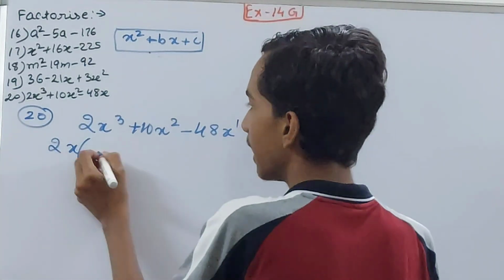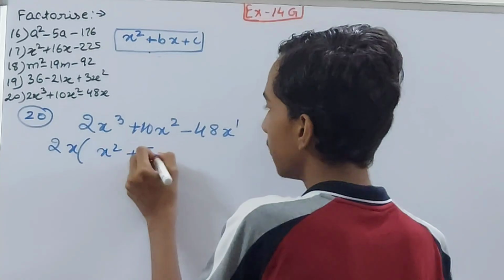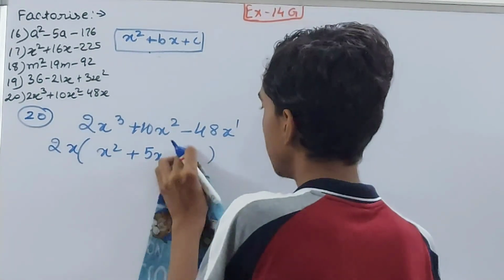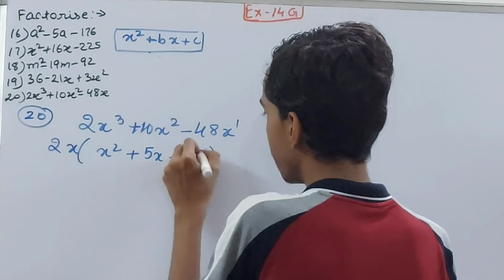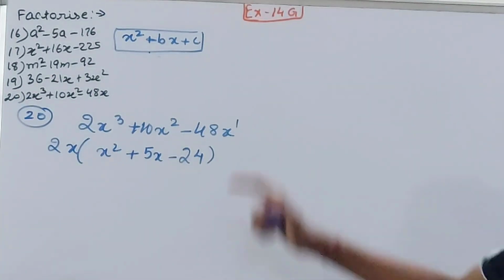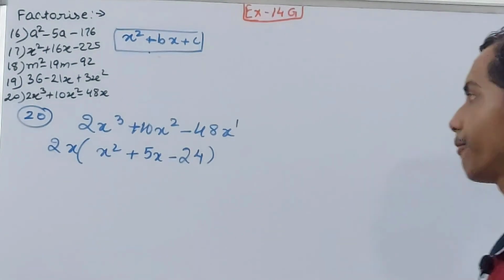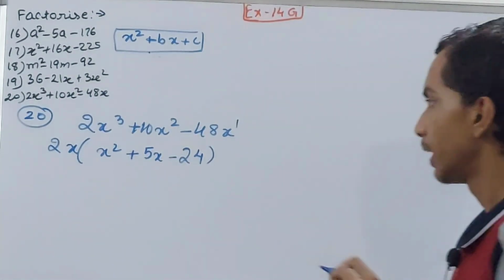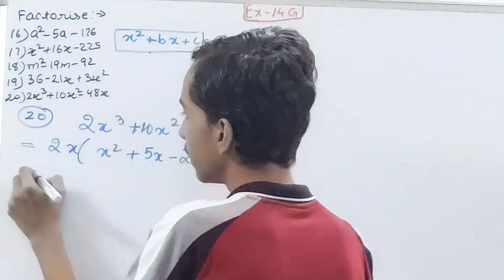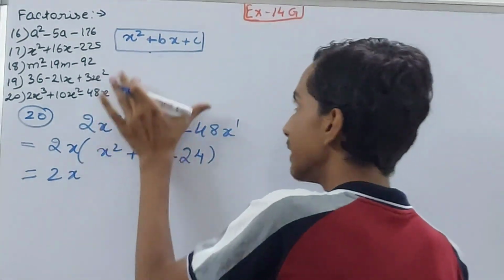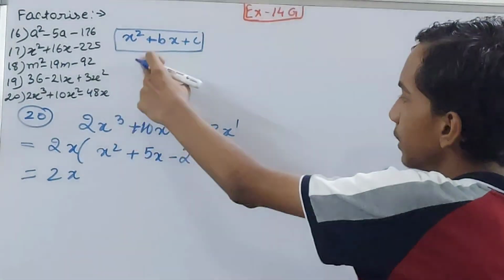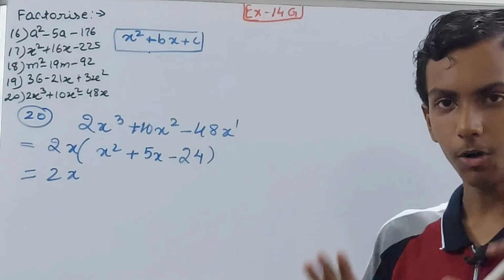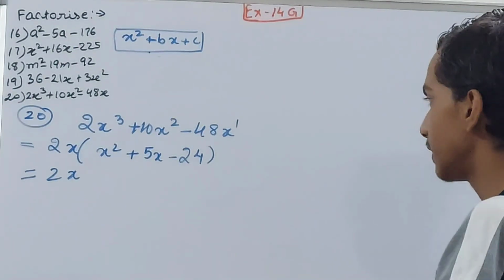Now see what you will be left with: x square plus 5x minus 48, right? Sorry, not 48 here, minus 24. So we have taken 2x outside the bracket. Now we are left inside with x square plus 5x minus 24. Is that very clear? Now let's see the part inside the bracket. Is it in the standard form? Yes, if you compare, x square plus 5x, that is bx, and then minus 24, that is c. So it is in the form that we wanted. Now we can start the factorization process.